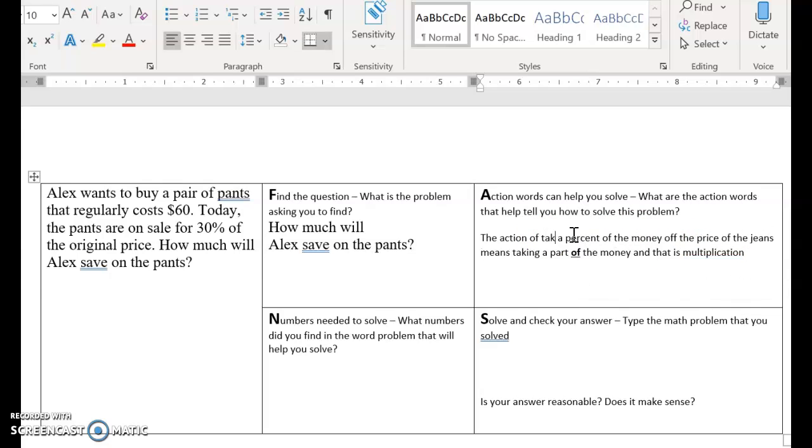I'm just using the sentence from another problem. The action of taking a percent of the money off the price of the jeans means taking a part of the money, and that is multiplication. But it says here 30% of the original price. We've got $60, which 60 is a whole number. My 30%, again, that is like a fraction. That's a part. So solve and check your answer.